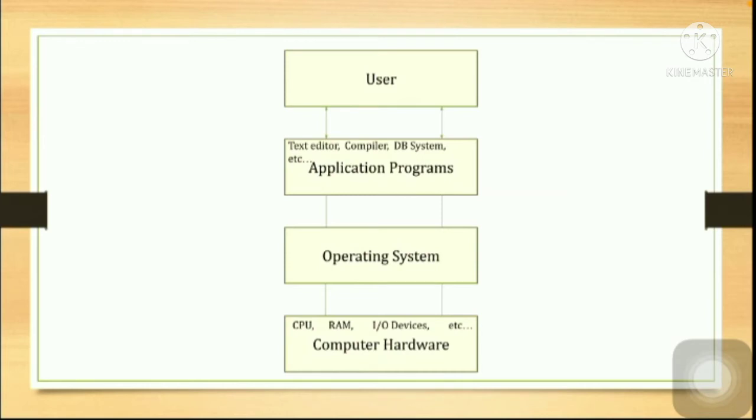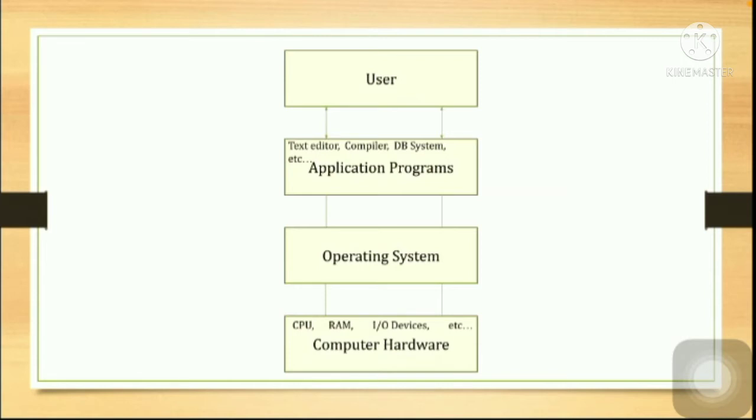So this is the computer system structure. It is also called the four components of computer system, in which the four components are user, application program, operating system and computer hardware. First, there is computer hardware on which operating system lies, and operating system provides the base so that application programs can be installed on it and arranged in a proper way so that the user can use it.